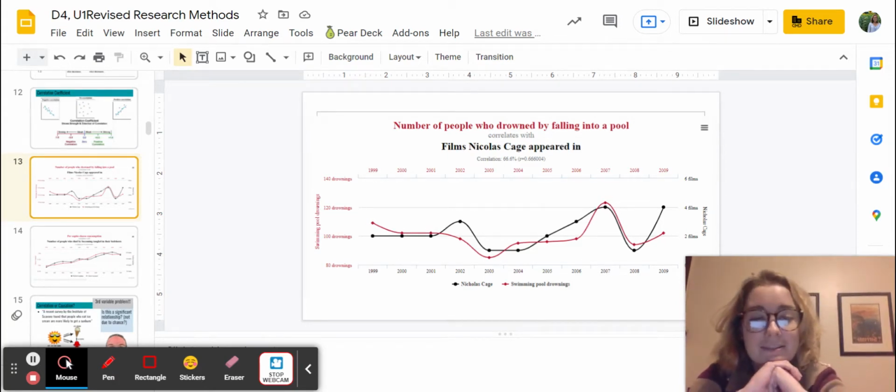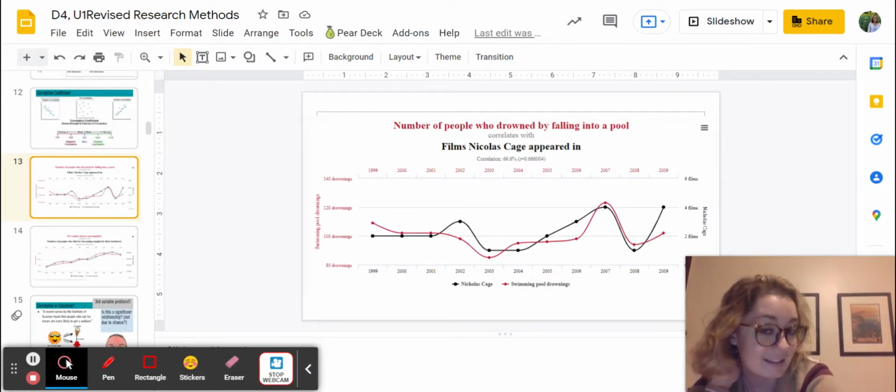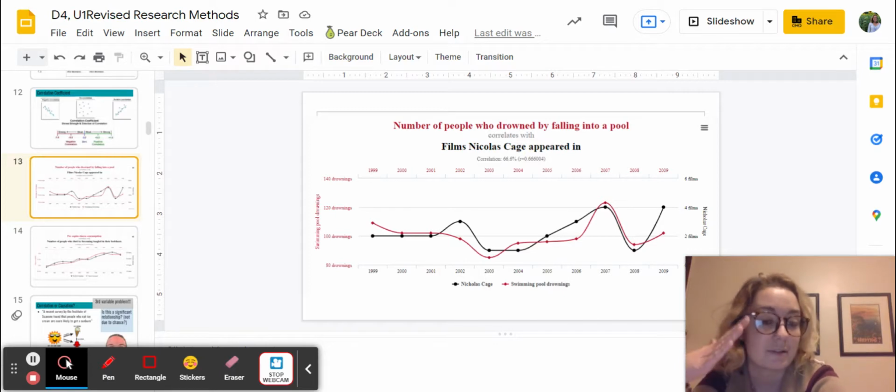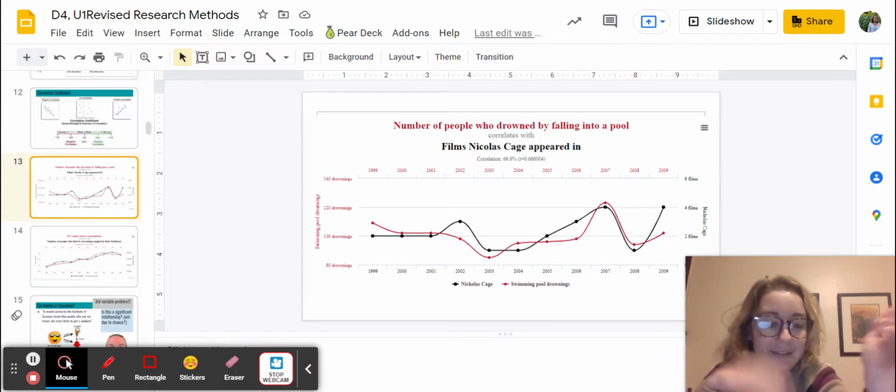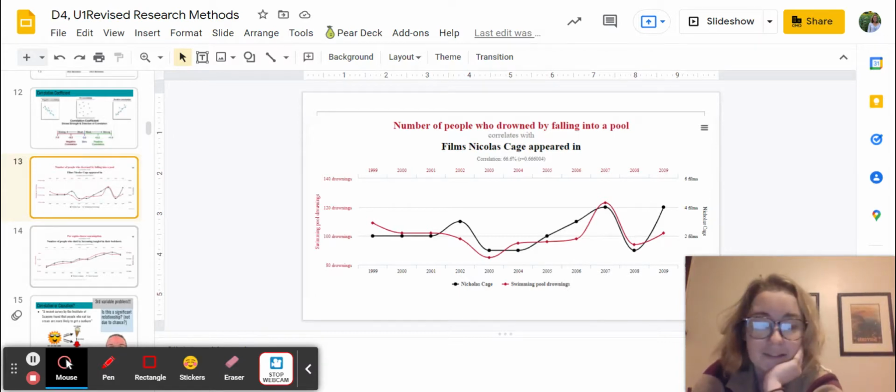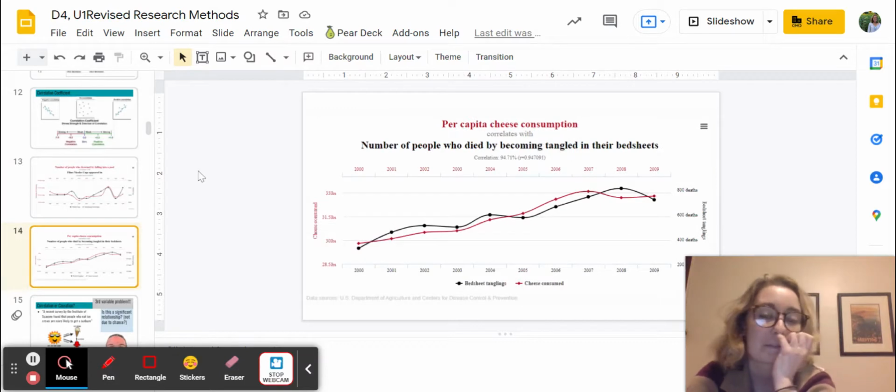So here, there's a correlation between the number of people who drowned by falling into a pool and the number of films Nick Cage appeared in. And this is a positive correlation, right? Because as one's going up, the other one's going up as well. So as Nick Cage appears in more films, more people are drowning by falling into a pool. Again, this isn't going to be causation. It's probably just a random spurious correlation.